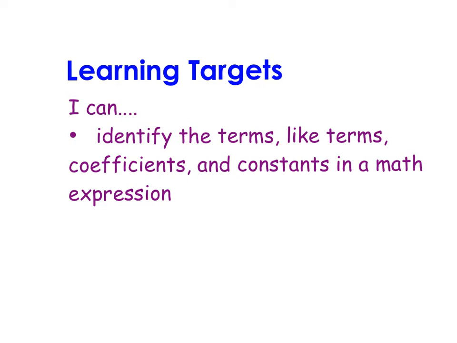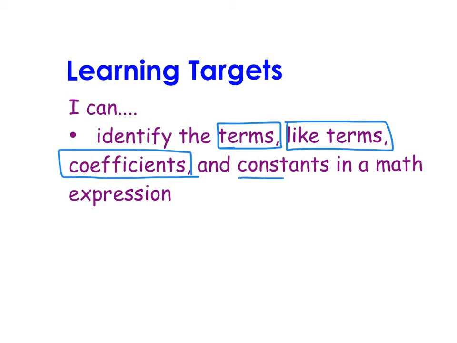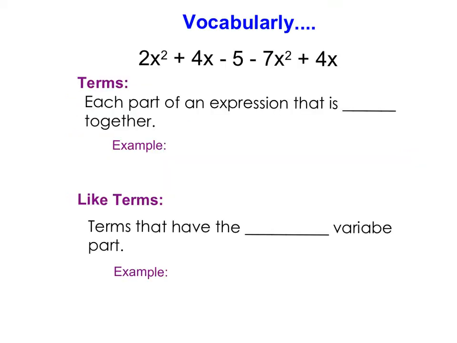In this video, we'll be looking at 4 new key vocabulary words that we'll be using throughout this chapter. One of them is the word terms. The second one is the word like terms. The third one is the word coefficients. And the fourth one is the word constants. So to start off, let's define some of these terms.